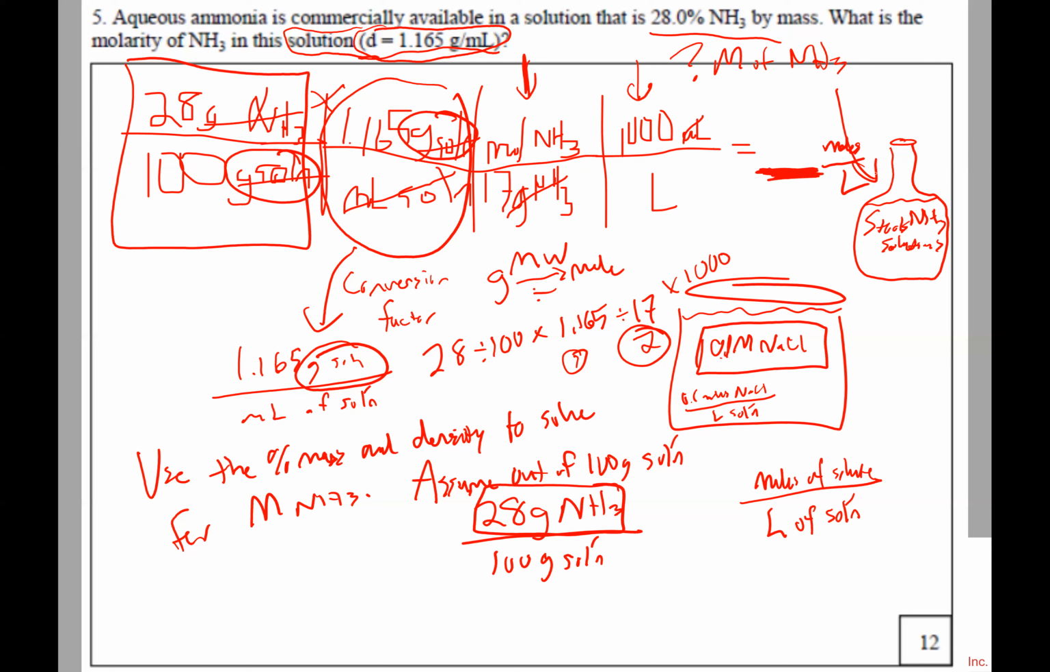So you get 19.2 molar for your answer here. And down the bottom right-hand side, I'll write out the whole thing. 19.2 molar NH3 is the answer there. Any questions on that?